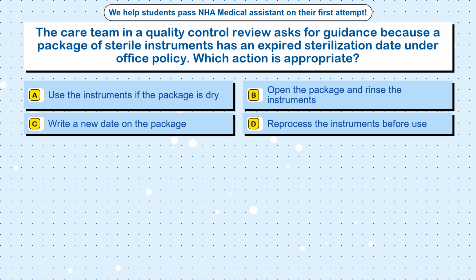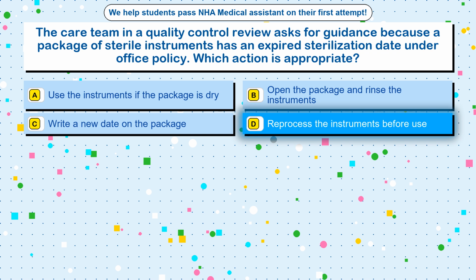Question 45. The care team in a quality control review asks for guidance because a package of sterile instruments has an expired sterilization date under office policy. Which action is appropriate? Option A. Use the instruments if the package is dry. Option B. Open the package and rinse the instruments. Option C. Write a new date on the package. Option D. Reprocess the instruments before use.